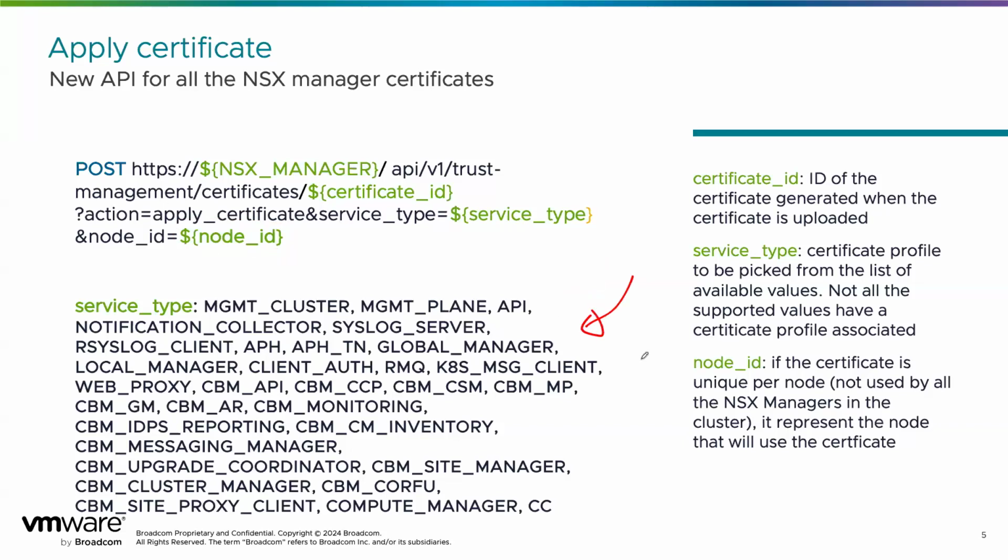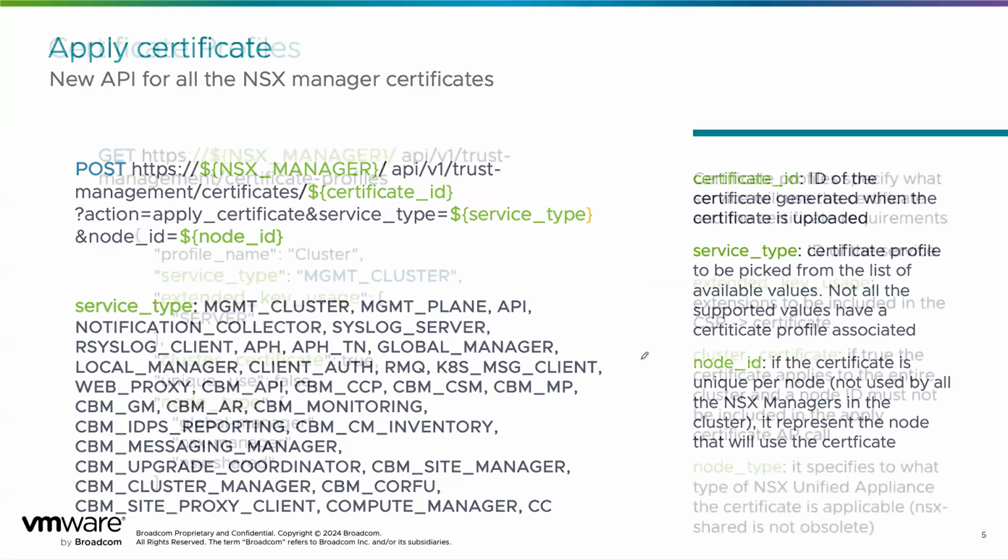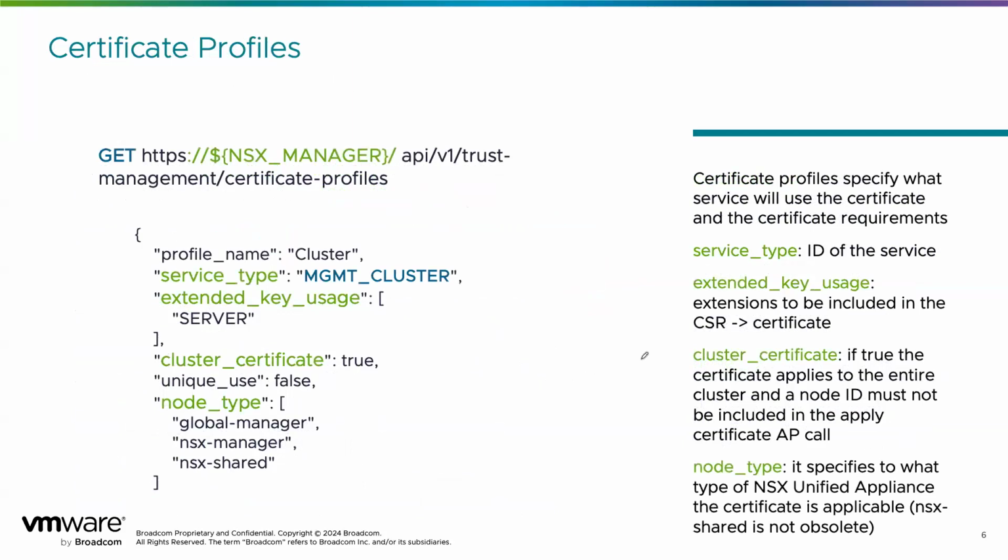Of course, you can take this slide or really look at the documentation, but really the most authoritative way to find out what are the certificates that you can replace on your platform and your specific version is leveraging this API, the list all certificate profiles. Your certificate profiles specify what are the certificates that can be replaced on your platform, and also what are the requirements for that certificate.